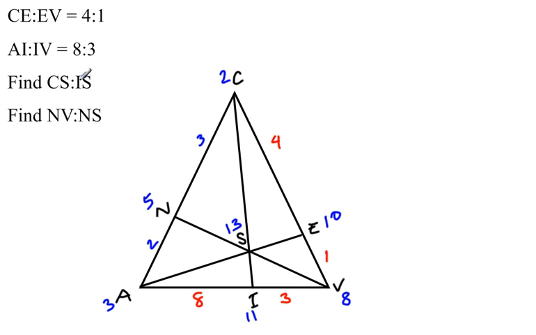And so now let's figure these out. CS to IS. Okay, now I need to split these up. Now I have a 2 and 11, and so if I simply put a weight of 11 here and 2 here, that'll work out. So CS is 11 to IS, which is 2, so 11 to 2. And then if I want to do NV, I need to work these out. So I've got a 5 and an 8, so I put an 8 here and a 5 here. And so I've got NV, which is 13, to NS, which is 8.